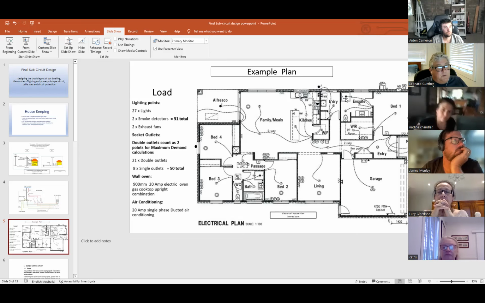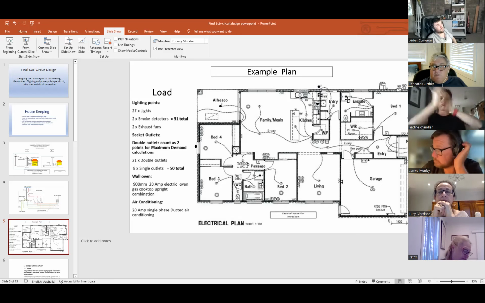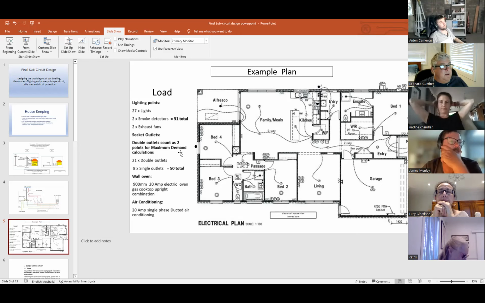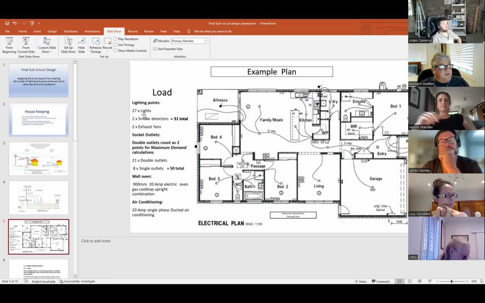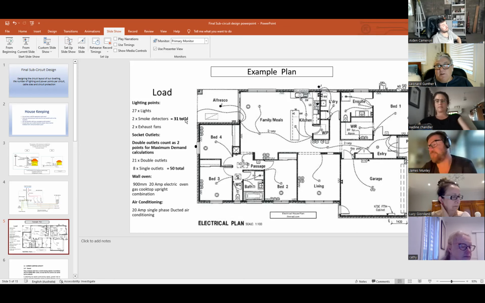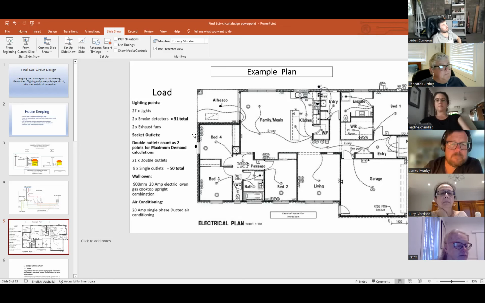In the bathroom, we have something here over the shower. That's an exhaust fan. Generally we have exhaust fans in our bathrooms, so we count those as a lighting point as well. You can see over here, I've got load written up there. So you've got lighting points. I've counted all the lights up here, and there's a total of 27 light fittings. Then we've got 2 smoke detectors and 2 exhaust fans. If we add all those together, we've got a total of 31. Does that make sense? Yep.